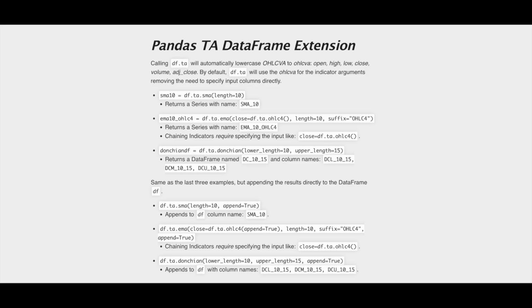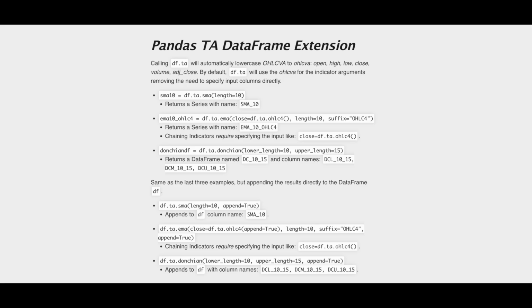Chaining indicators require specifying the input like close equal to df.ta.ohlc4. To calculate the Donchian indicator, we simply call df.ta.donchian with the parameter lower_length equal to 10 and upper_length equal to 15. This will return a data frame named DC_10_15 and column names DCL_10_15, DCM_10_15, and DCU_10_15.